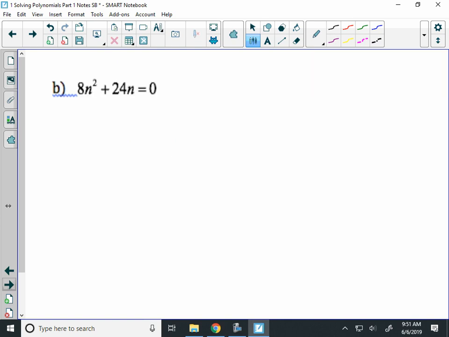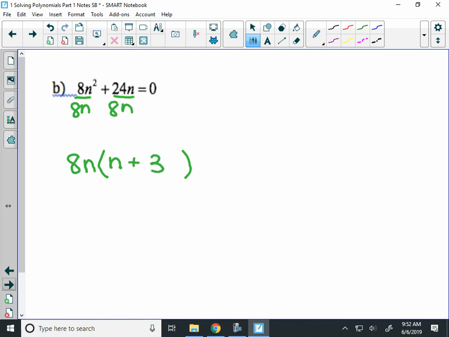Let's try question B. 8n squared plus 24. Well, there's 2 terms again, but I can't take the square root of them. Remember, when you're factoring, the first thing you do is you always look for a greatest common factor. And here, both terms have an 8, so I'm going to divide that out. And they also both have an n. So I'm going to pull an 8n out in front. And then within the parentheses, when I divide 8n squared divided by 8n, I'm left with 1n plus 3.